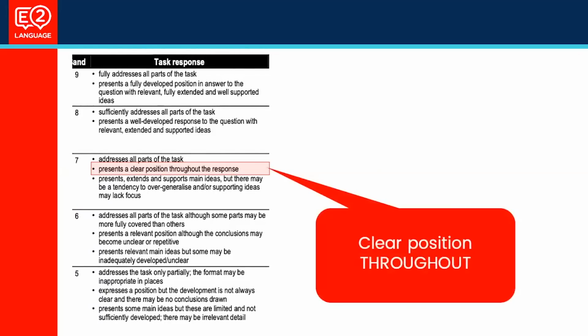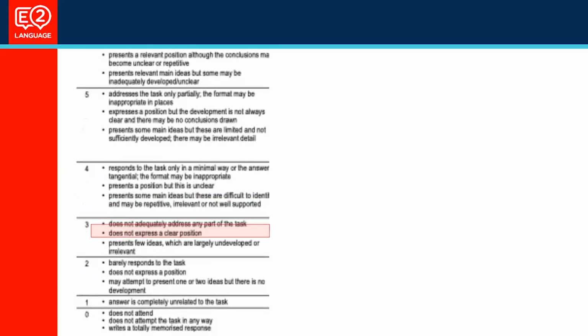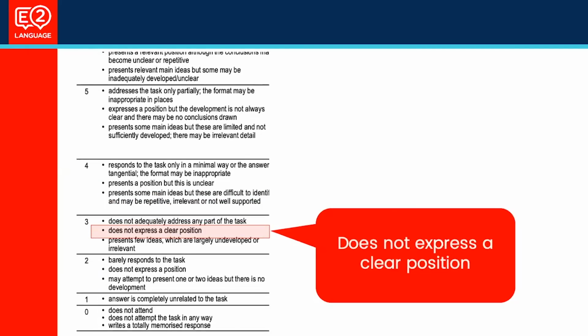And band 7 says clear position throughout. Remember I said that introduction didn't give me a position or an opinion, so it couldn't get 7 based on that tiny little problem. And it would be in danger, in fact, of scoring 3. 3 says, does not express a clear position. So hopefully the writer would tell me in the conclusion what their opinion was. But that might be too late. In fact, that is too late to score band 7. Band 7, not just clear position throughout. So opinion in the introduction, essential.